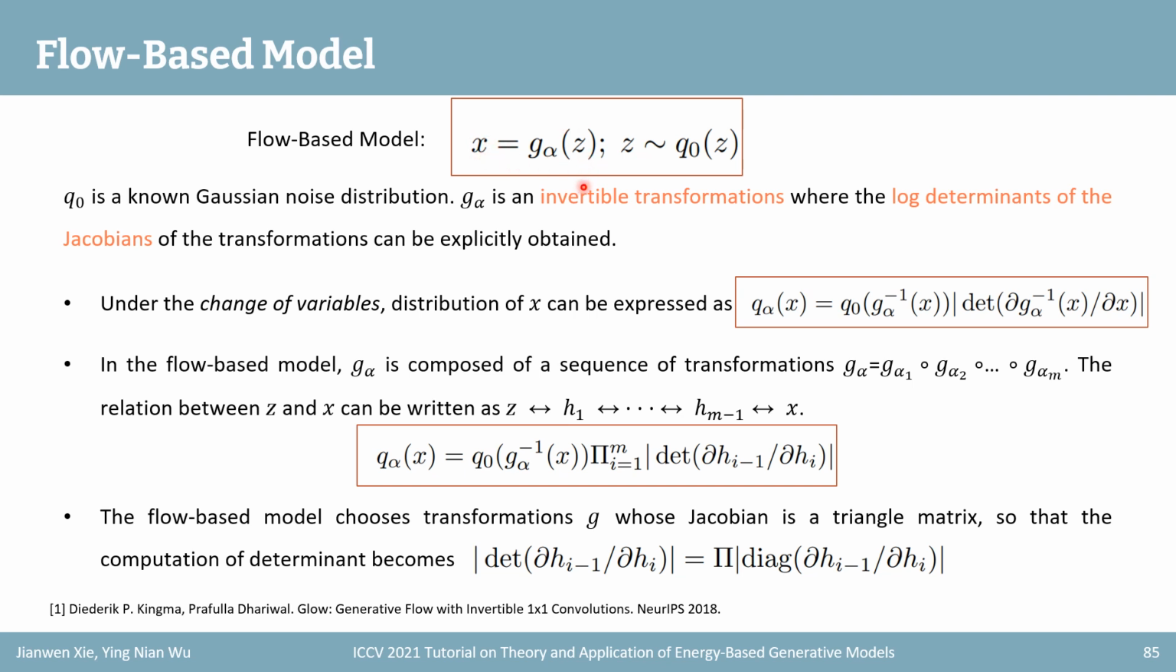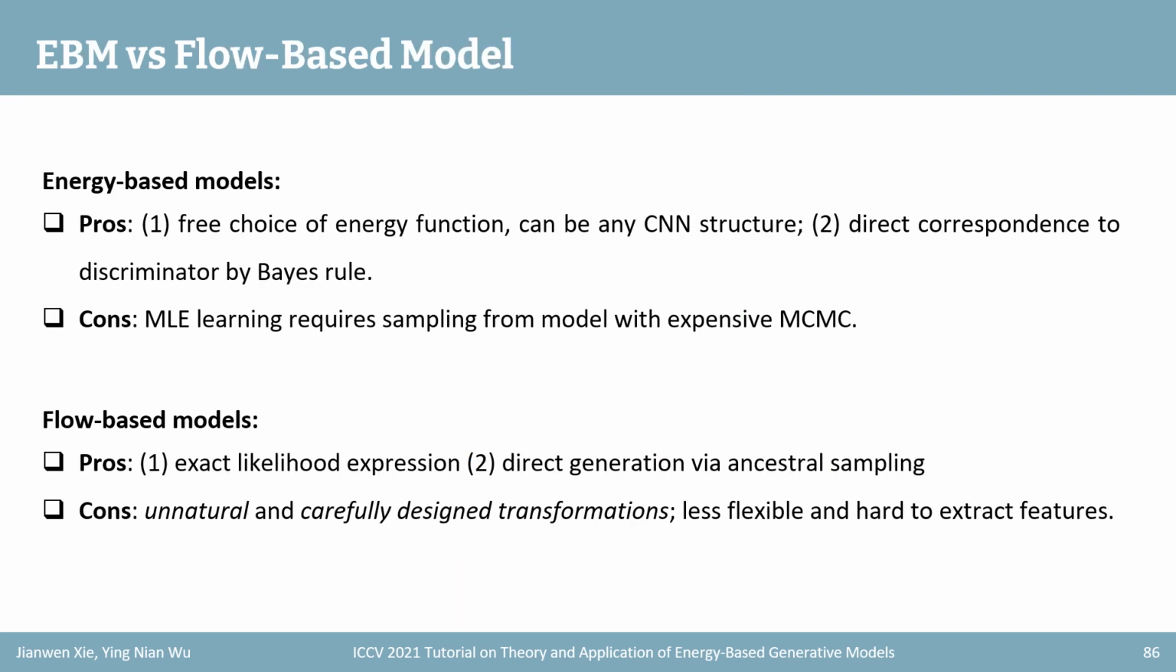So z is often assumed to be Gaussian white noise, and after this transformation, using the change of variable, we actually can obtain the density of x in a normalized version in closed form. We use this type of model as the noise model because it gave us a very good approximation to the data density. So if we compare energy-based model with flow-based model, the energy-based model has a free form.